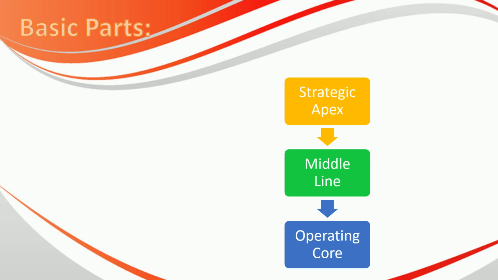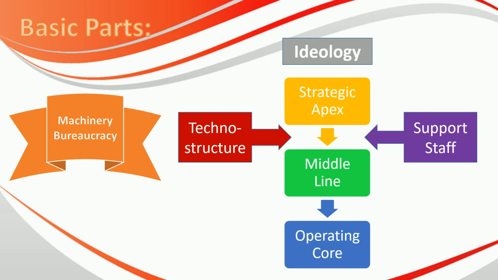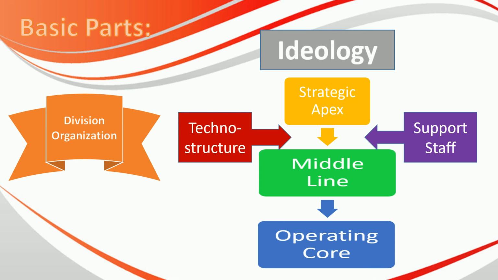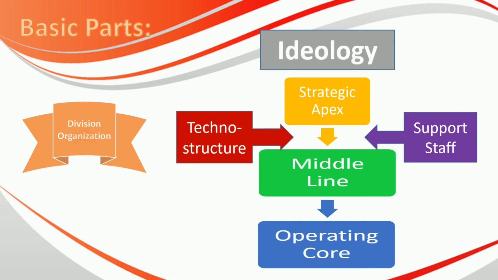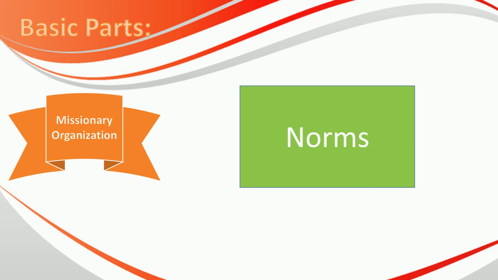Further, I want to elaborate on the basic parts assigned to each configuration. Simple structure has only 3 parts, and the middle line is small due to the direct command of the strategic apex to the operating core. Machinery bureaucracy first has ideology, technostructure, and support staff. For professional bureaucracy, the ideology is big due to the complex outside standardization. The technostructure and support staff are small due to self-controlled work. Division organizations have relatively bigger and more complex middle line and operating core. The innovative organizations have a very big technostructure due to innovative purposes, and missionary organizations work under unified norms.